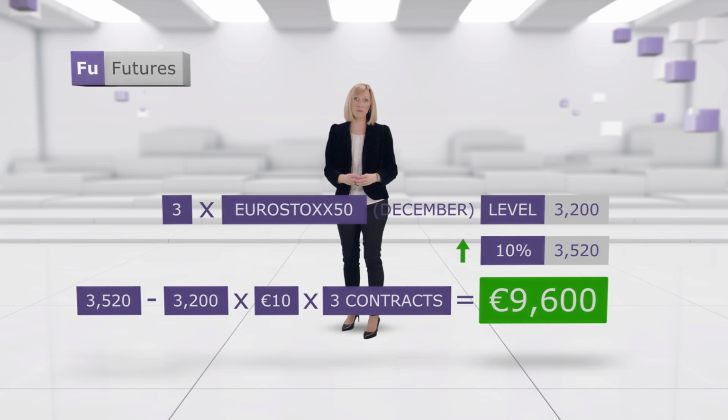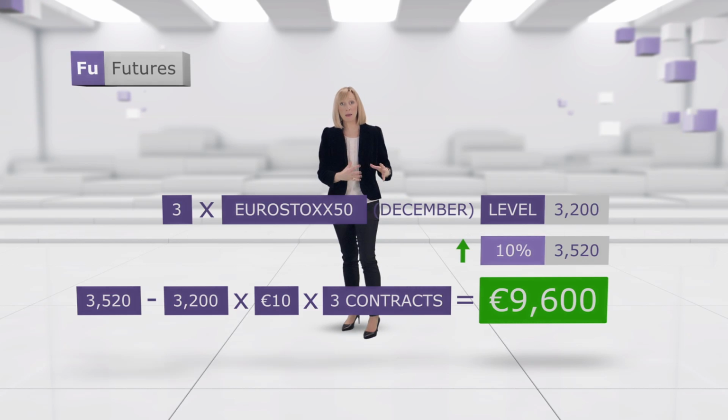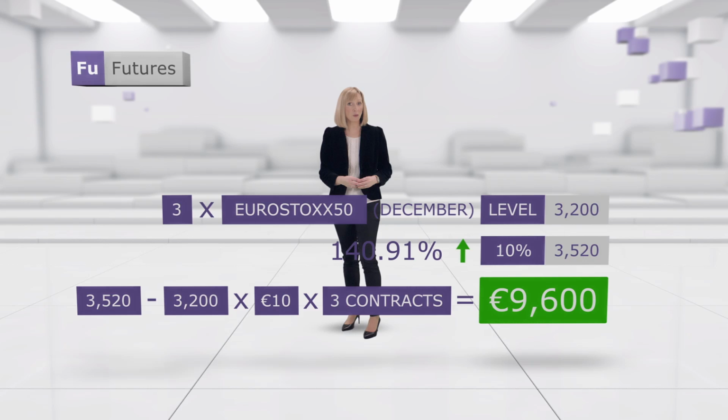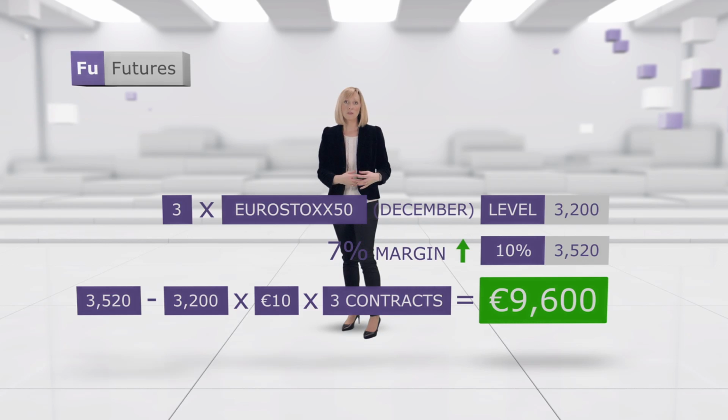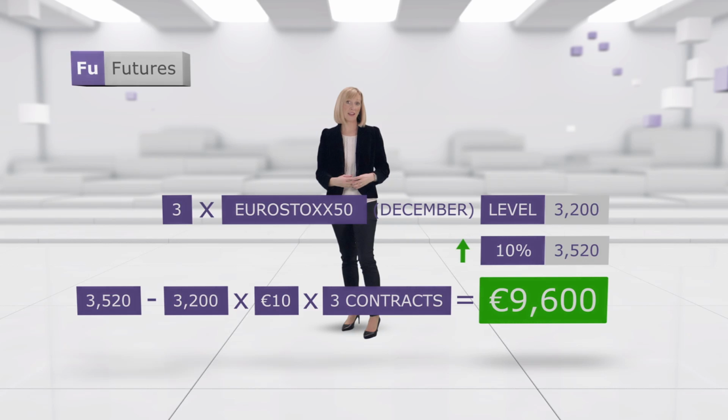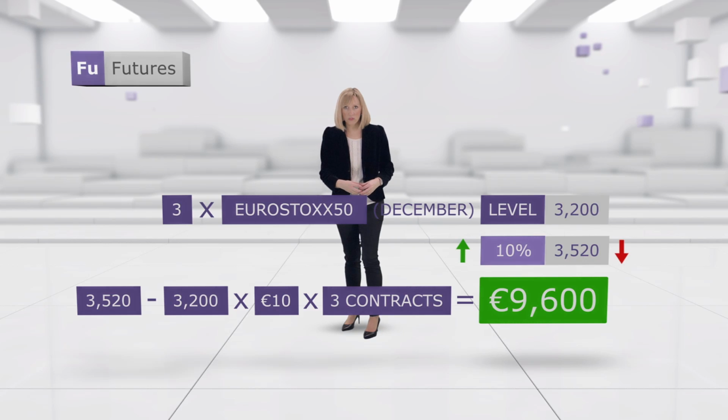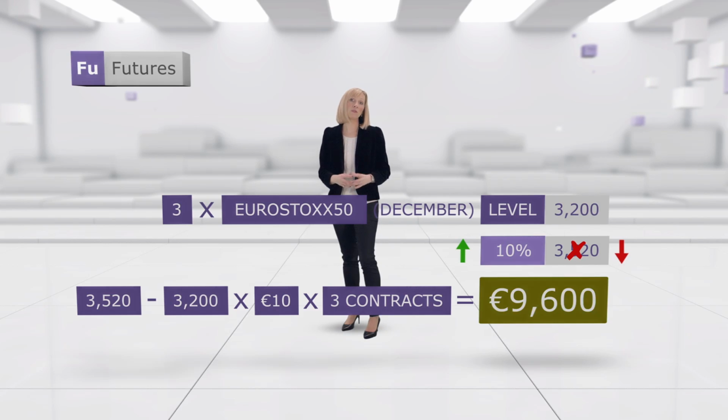Although the Euro Stoxx 50 index has only moved by 10% in our example, the return on investment is 140.91%. This leverage is made possible by the relatively low margin, approximately 7%, that the investor needed to put up in order to control the full value of the index. On the other hand, if the market was down 10%, the investor would have lost €9,600.